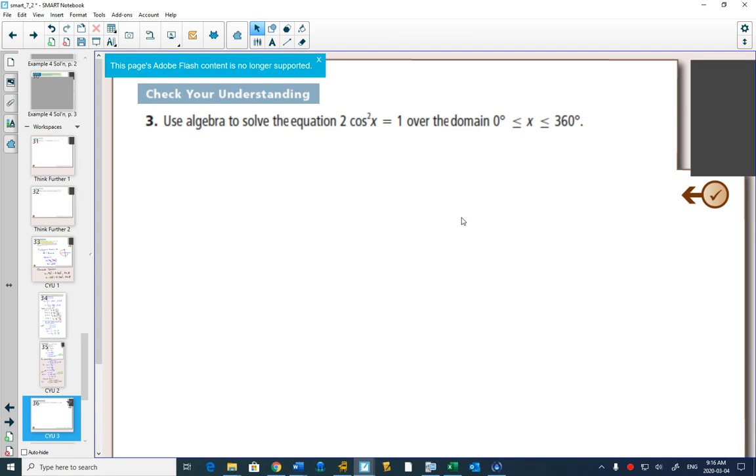Again, this is similar to questions we've already done. There's some interesting things that happen in this one. So it's cosine squared. That's the first thing that's different. But just like the other ones, since we have only cosine squared, we can get that by itself. And then how do you get rid of squared? Square root both sides.